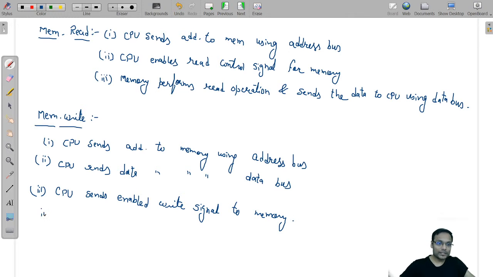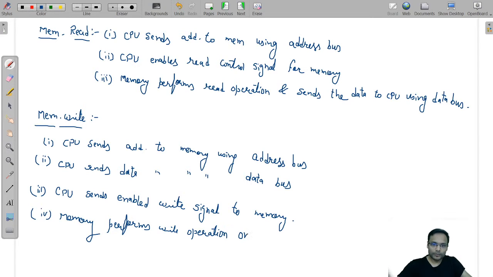Now memory receives the write signal and will perform the write operation. Hence, at the end, memory performs the write operation on the provided address. Whatever address is provided, on that address the memory will perform the write operation. So these are the operations happening in the memory in this particular sequence.